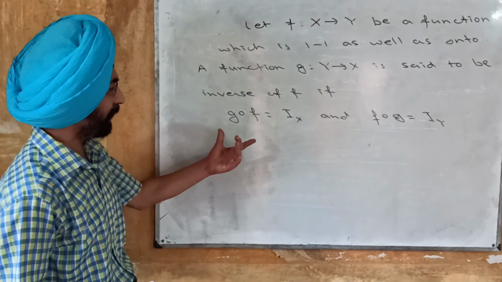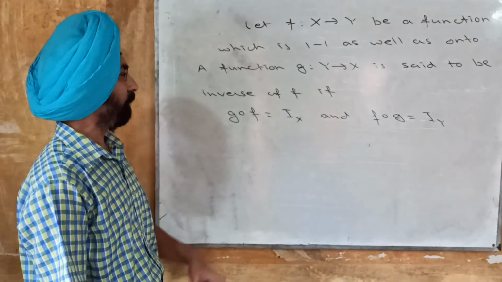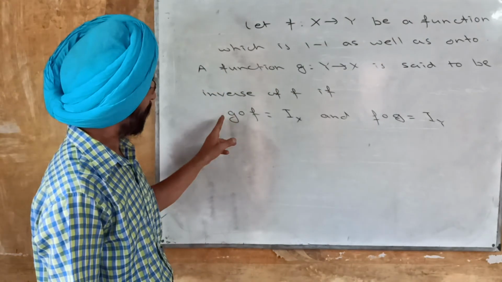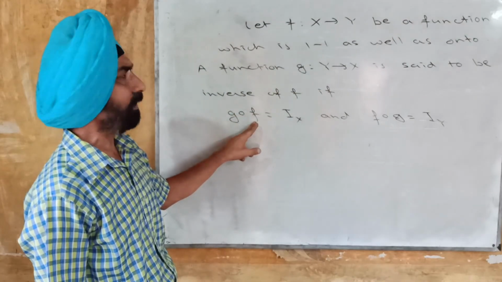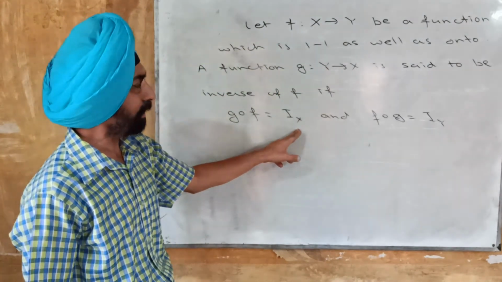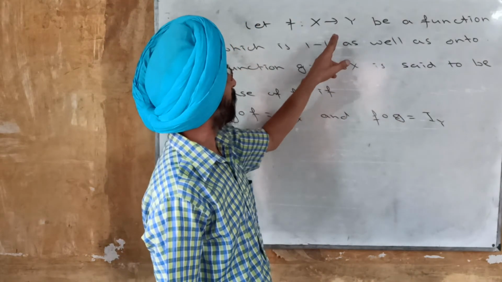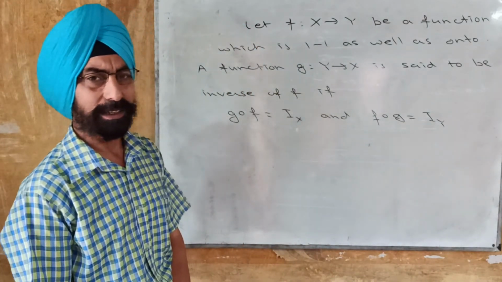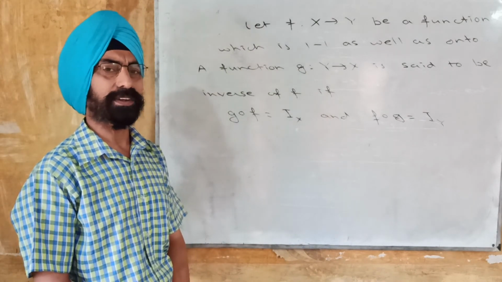So in such a case, if these two conditions are satisfied, then we will say that the function g is inverse of f and vice versa. Here I have written f composite g as I_X because the domain is the domain of f and domain of f is X, so it will be an identity function with domain X. Similarly, here the domain of g composite f will be the domain of g and domain of g is Y, so it will be identity function with domain Y. So it is the definition of inverse of a function.